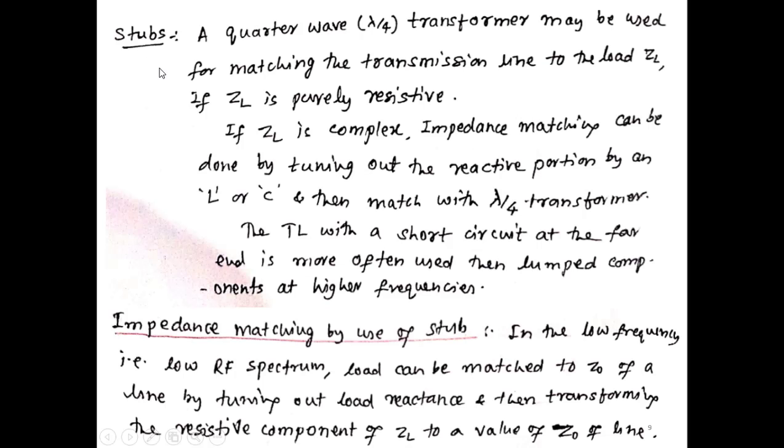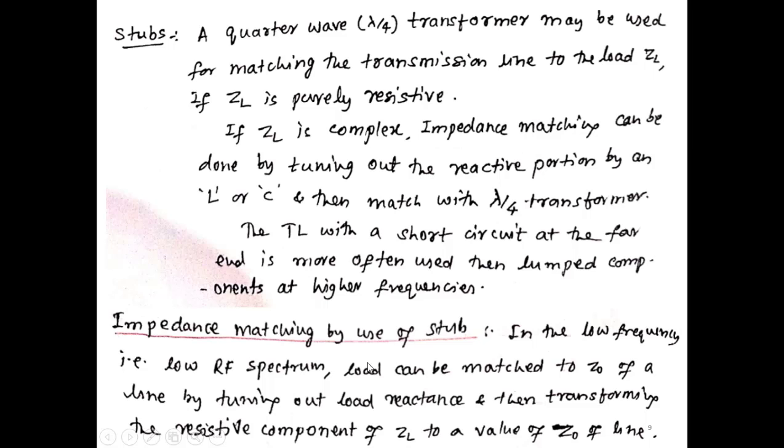Next, stub. A quarter wave, lambda by 4 length transformer may be used for matching the transmission line to the load ZL if ZL is purely resistive. If ZL is complex, impedance matching can be done by tuning out the reactive portion by an LRC and then matching with a lambda by 4 transformer. The transmission line with a short circuit at the far end is more often used than lumped components at higher frequency. Impedance matching by use of a stub.